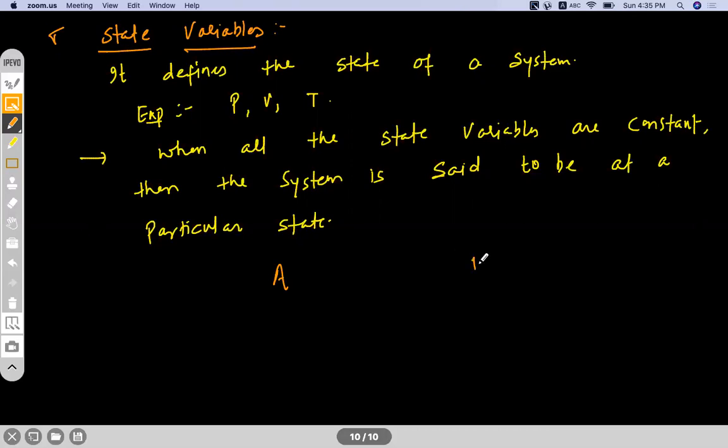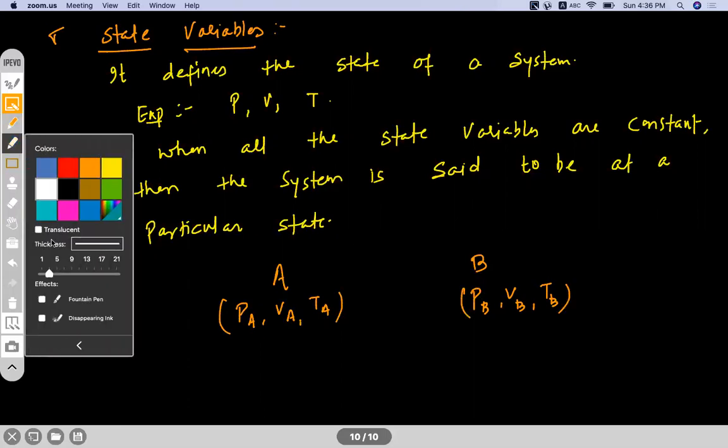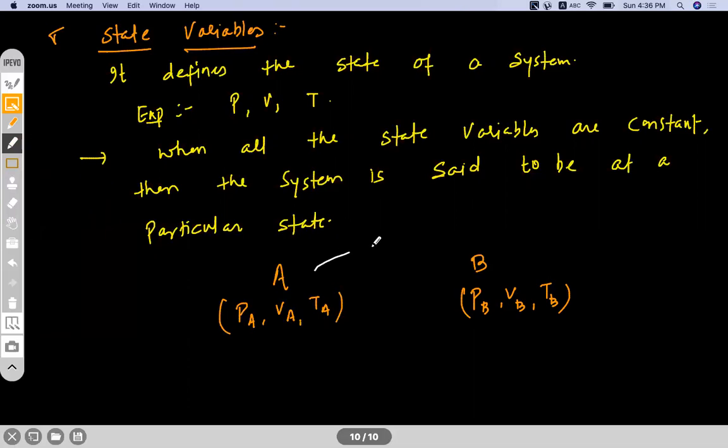Now you see, in a given state, suppose we have A to B, two states. At A, the pressure is PA, VA and TA, and at B, the pressure is PB, VB and TB. So when the system goes from A to B, there will be a change in state. It is possible that only one variable is changing, only two variables are changing, or all the variables are changing. All three possibilities we have.